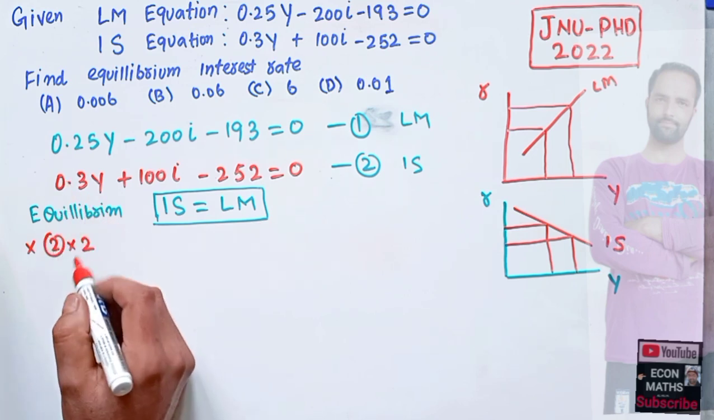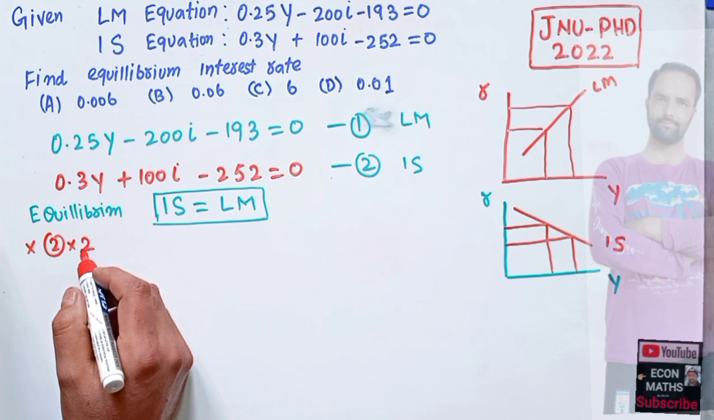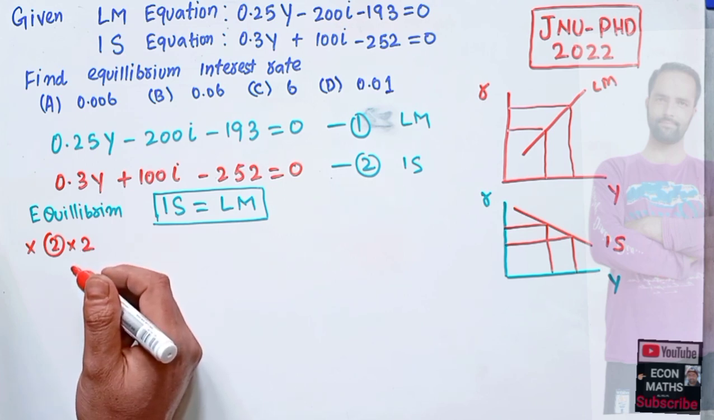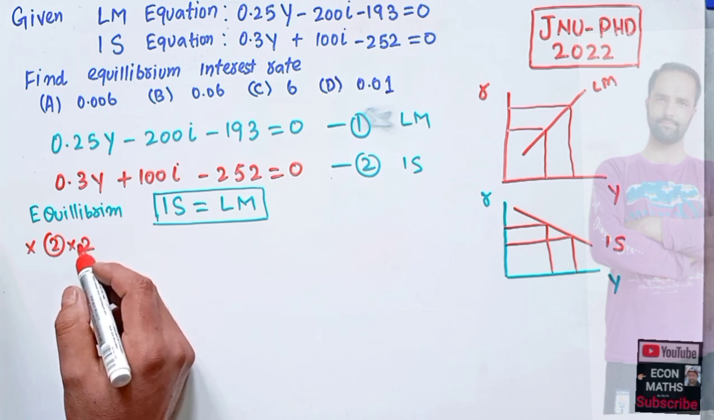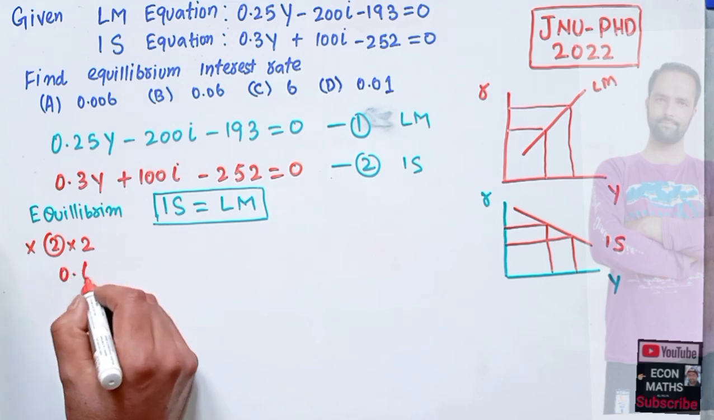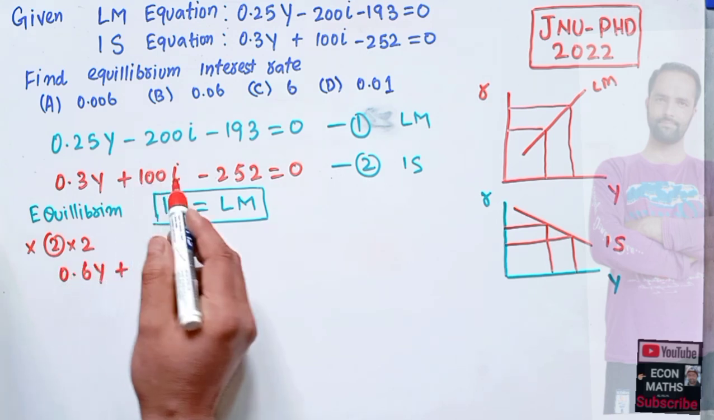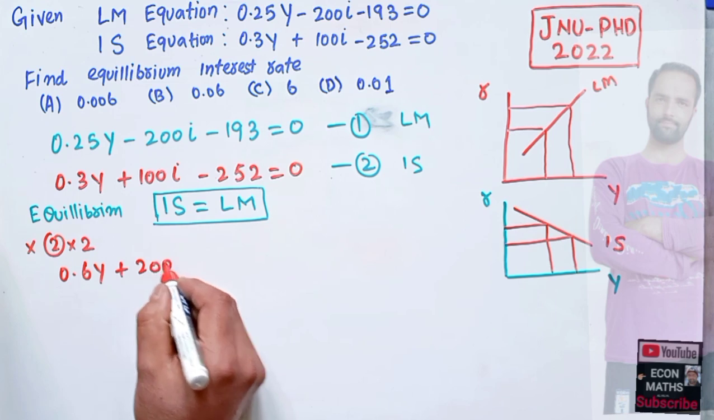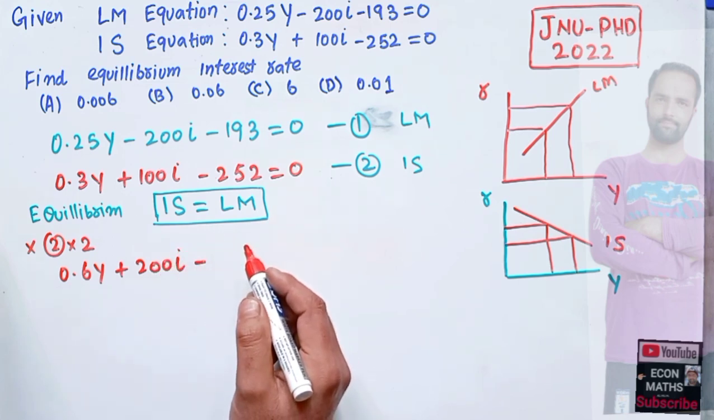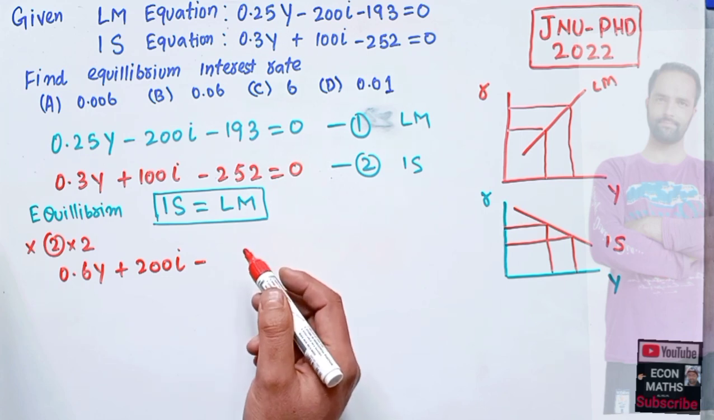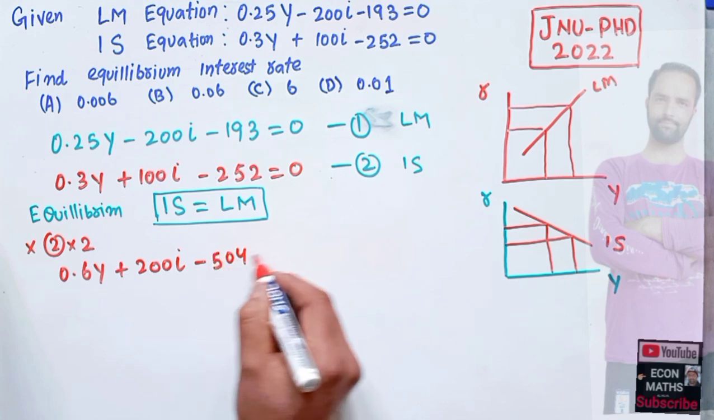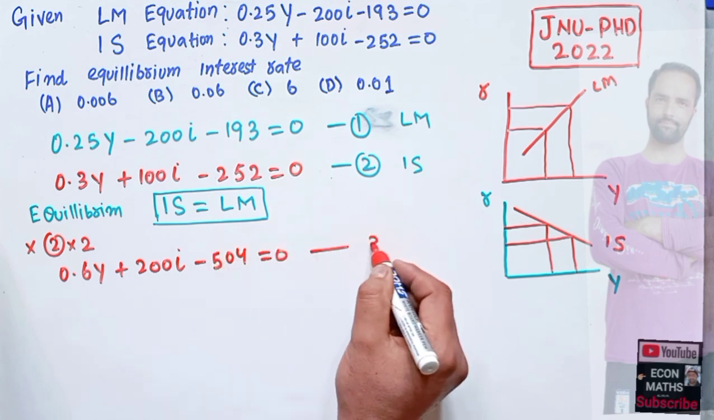So 2 into 0.3 comes out to be 0.6, and let me write it here. So we have 2 into 0.3 is 0.6y, plus we have 100 into 2 is 200i, minus 252 into 2, so 2 2s are 4, 2 5s are 10, 2 2s are 4, 504, is equal to 0. Let us say this is our third equation.